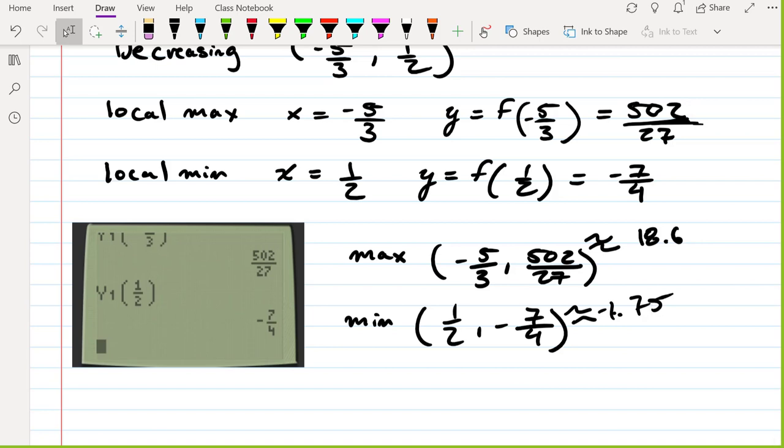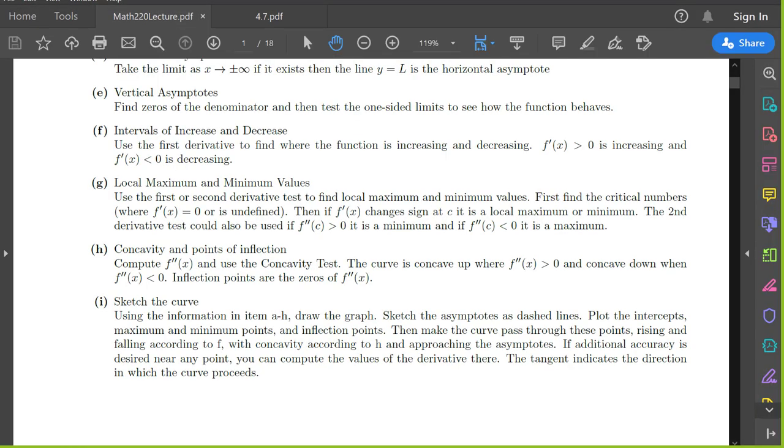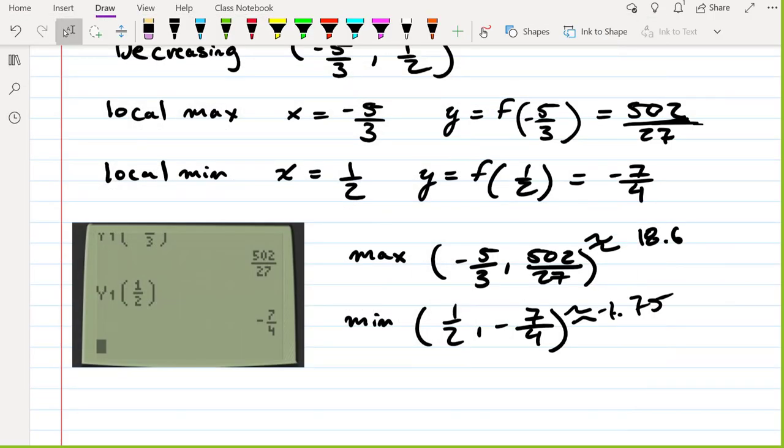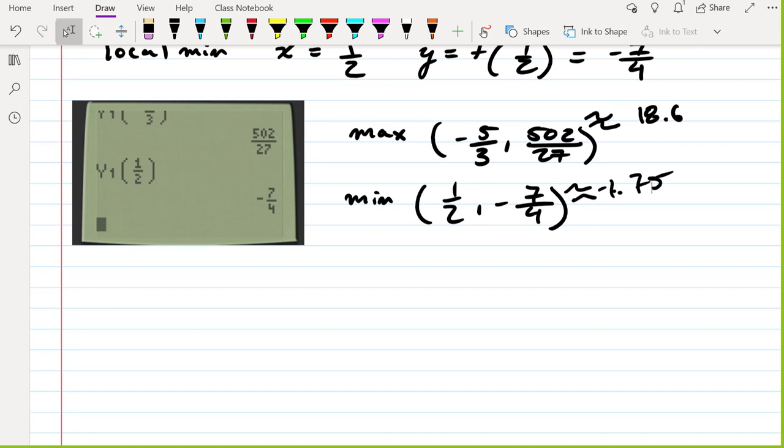All right, so let's see. Going back to our list, we did increasing, decreasing, local maxes, and local mins. Oh, we're finally at the end. H, we want to find concavity and inflection points, and then the next one is we want to sketch the curve. So to find the concavity, we need to find our inflection points, which are the zeros of the second derivative.